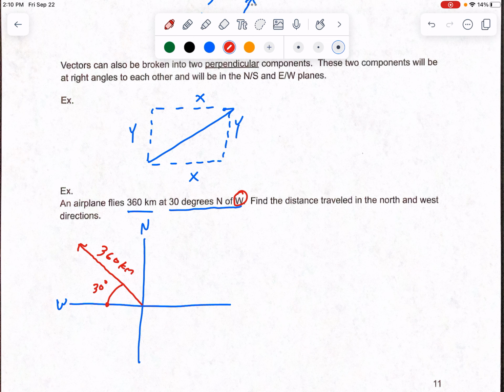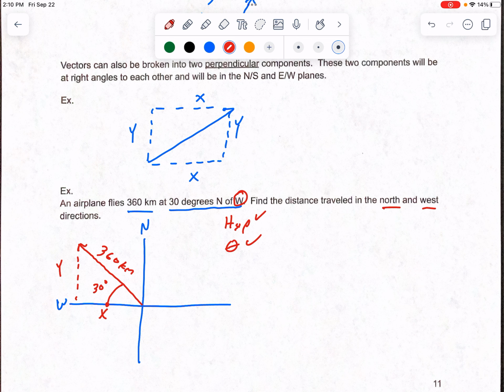It says find the distance it traveled north and west. So I'm going to find my north, which is your y component, and I'm going to find my x, which is your west component. So I have a hypotenuse and I have an angle. Again, that little circle with a line through it just means theta. That's just a symbol for angle. So let's do this one at a time.